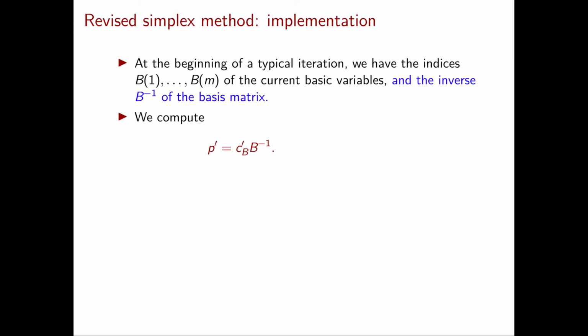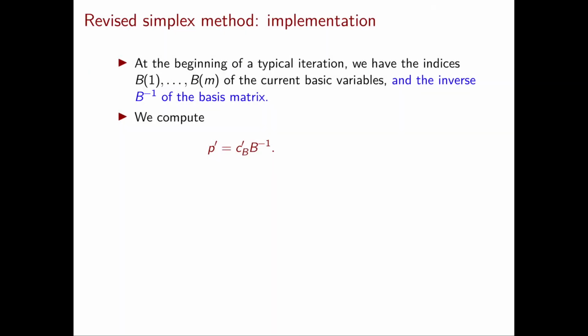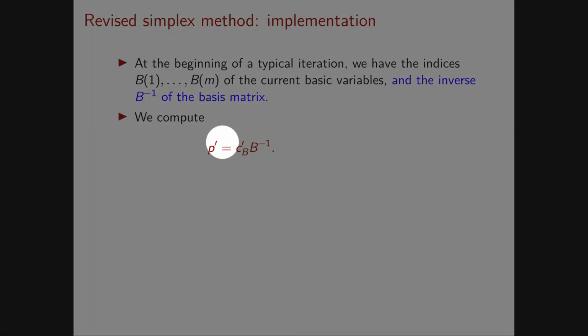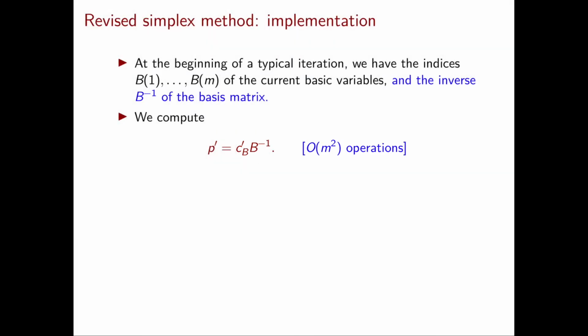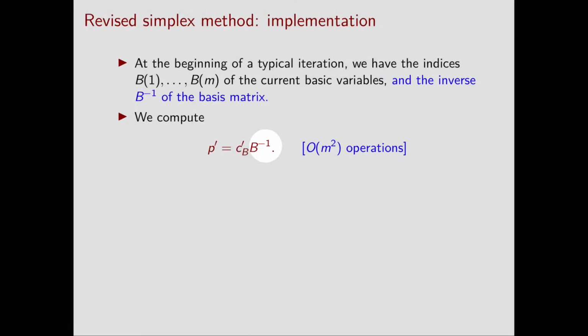Let's now analyze the runtime of an iteration of the revised simplex method. So we once again go through the iteration, but we explicitly write down all the arithmetic operations that we perform. At the beginning of our iteration, we have our basic indices B1 to Bm, and the matrix B inverse, which has been calculated in the previous iteration. Now we can compute the vector P transposed using the formula CB transpose B inverse, and this only requires big O of m square operations, because it's just the product of an m vector times an m by m matrix.